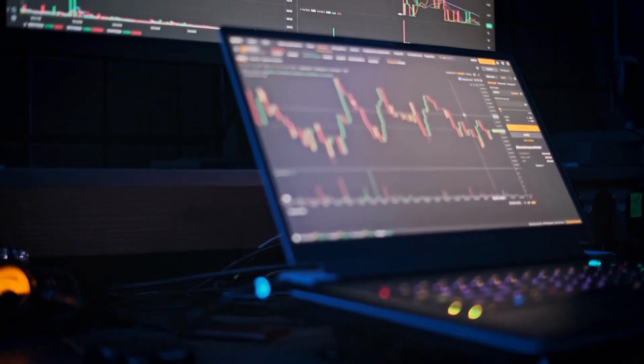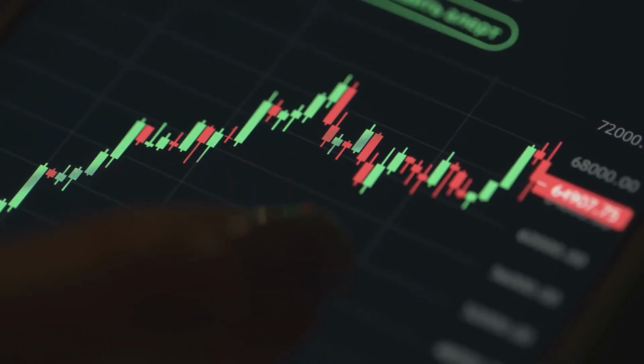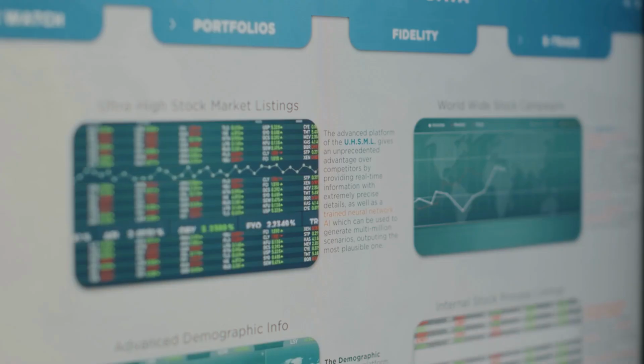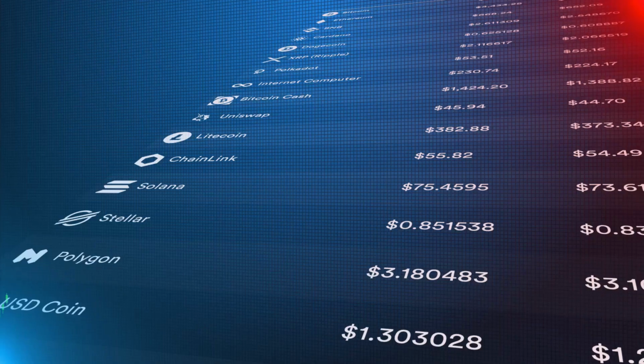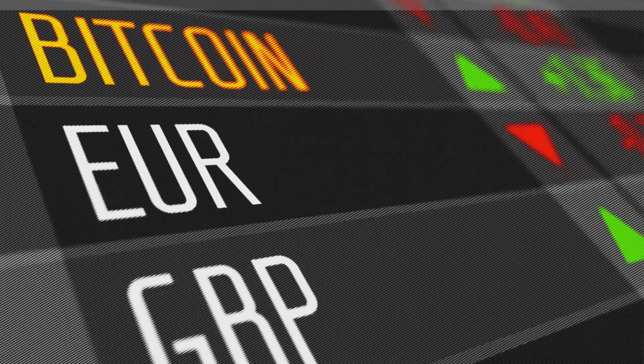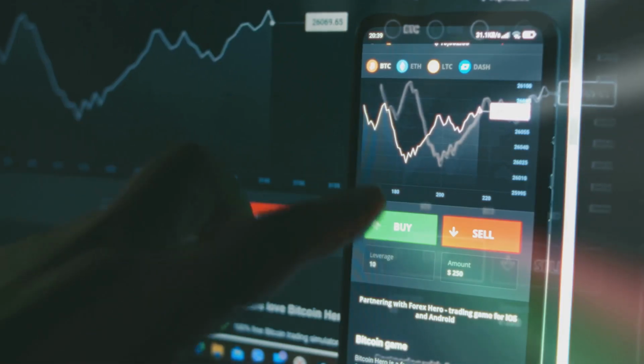Order books can look overwhelming, but focus on the big picture. Look for large orders. These are your support and resistance levels. Use a depth chart to spot buy and sell walls visually. Always check the spread before trading. A tight spread means healthy liquidity. Watch the trade history: lots of big buys, bullish; big sells, bearish. The order book shows intent, the trade history shows action.